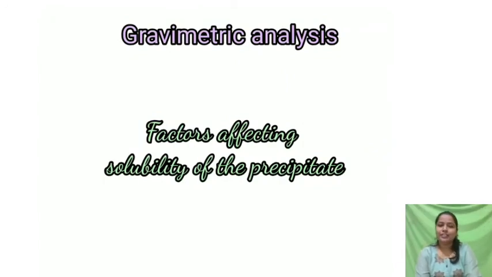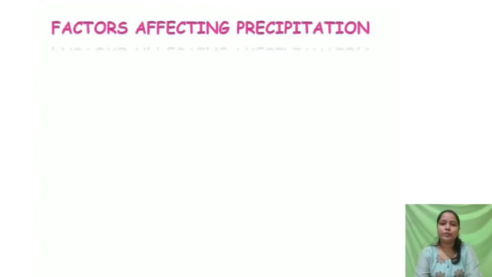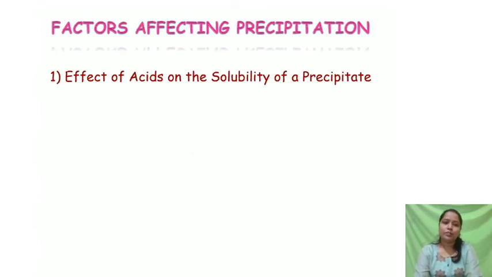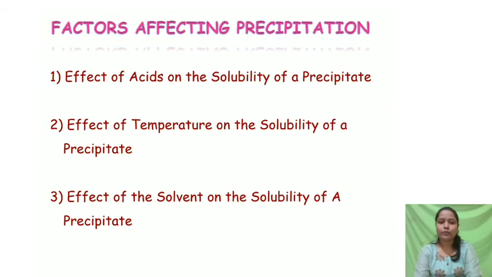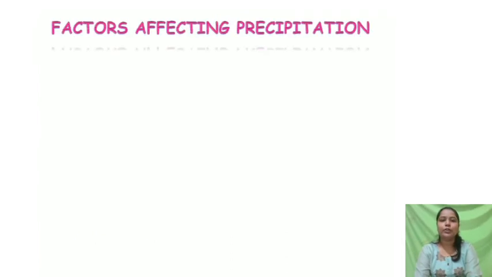Today in this lecture we are going to study the factors affecting the precipitation. There are three factors which affect the solubility of a precipitate. First one is the effect of acid on the solubility of precipitate. Second, the effect of temperature on the solubility of a precipitate, and third is the effect of solvent on the solubility of precipitate. Okay, let's start with the first factor, effect of acids on the solubility of precipitate.